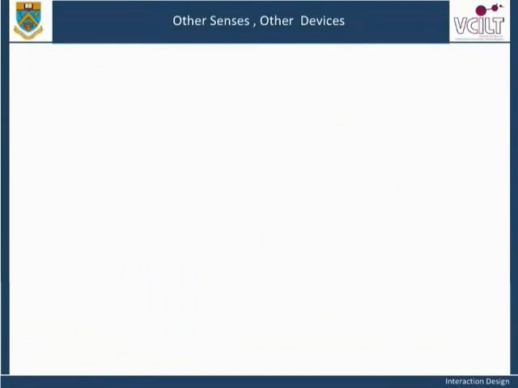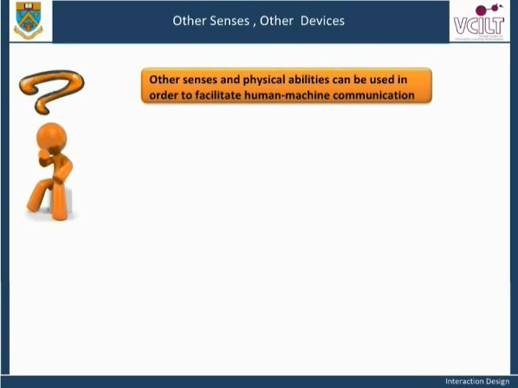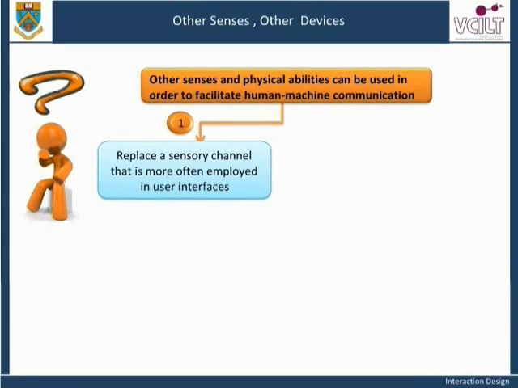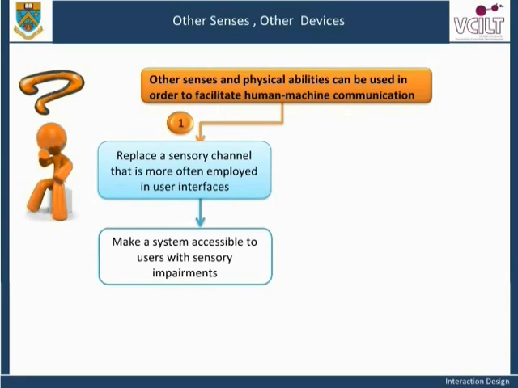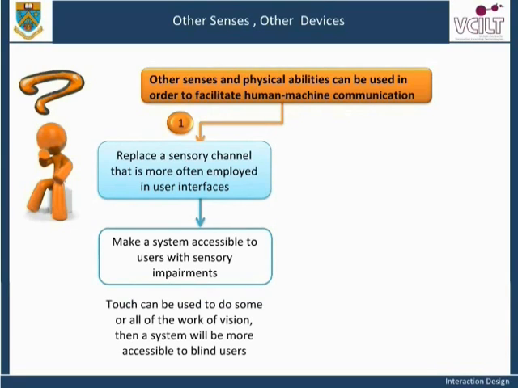Other senses, other devices. So far, we have looked at how sound and vision can form parts of the interface between user and computer. We now ask the question of whether some of our other senses and physical abilities can be used in order to facilitate human-machine communication. The use of other senses is usually proposed for one of two reasons. The first is to replace a sensory channel that is more often employed in user interfaces. This is typically so as to make a system accessible to users with sensory impairments. For instance, if touch can be used to do some or all of the work of vision, then a system will be more accessible to blind users.